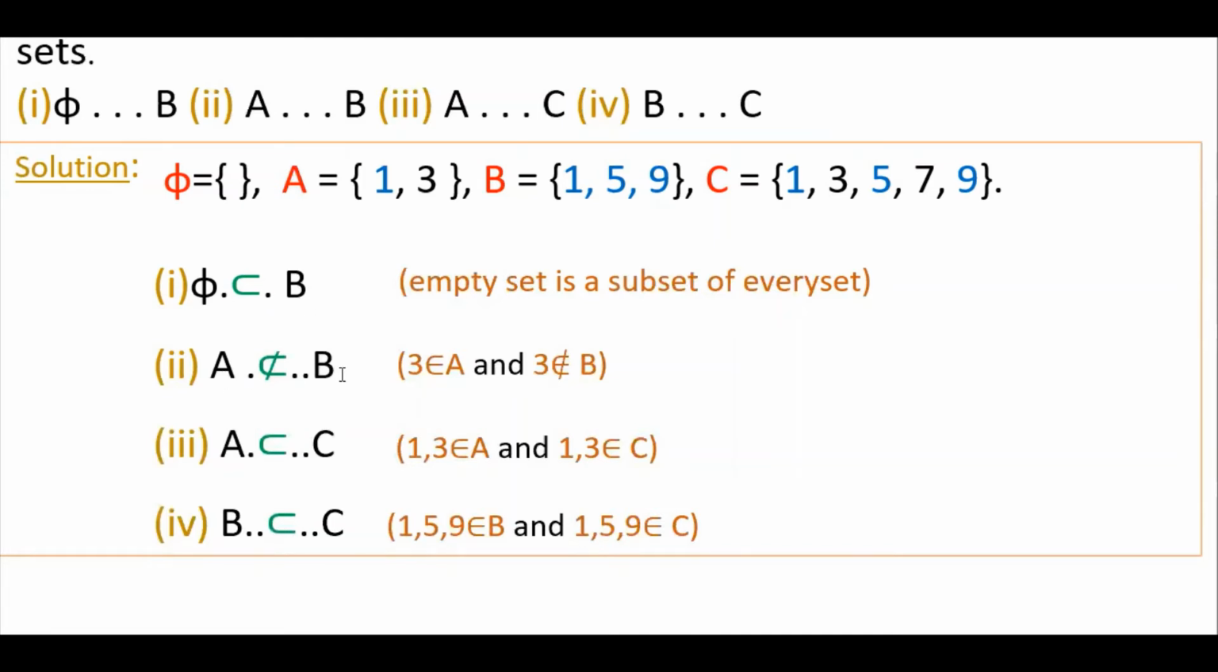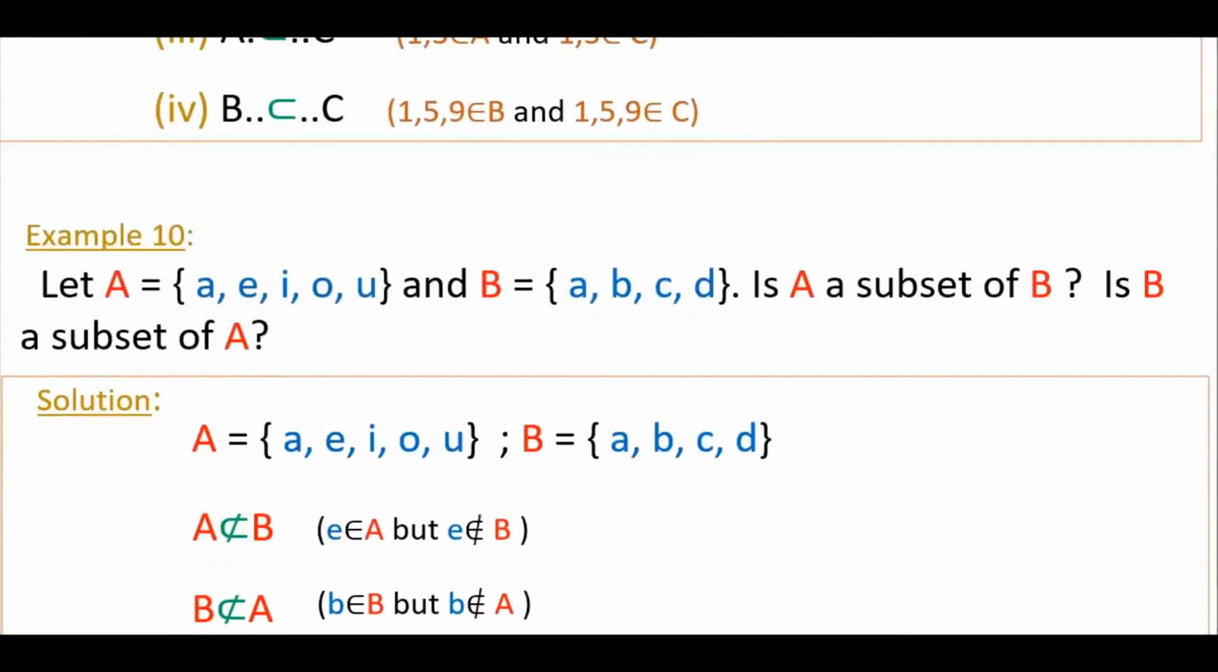And next one is A and B. Between A and B, you can see here A elements are 1, 3 and B elements are 1, 5, 9. But here 3 belongs to A, but 3 does not belong to B. So A is not a subset of B. And third one is A and C. You have to check A and C. Here 1, 3 are elements of A and 1, 3 are elements of C also. So A is a subset of C. And next one is B and C. Here 1, 5, 9 are elements of B as well as elements of C also. So here B is a subset of C also.